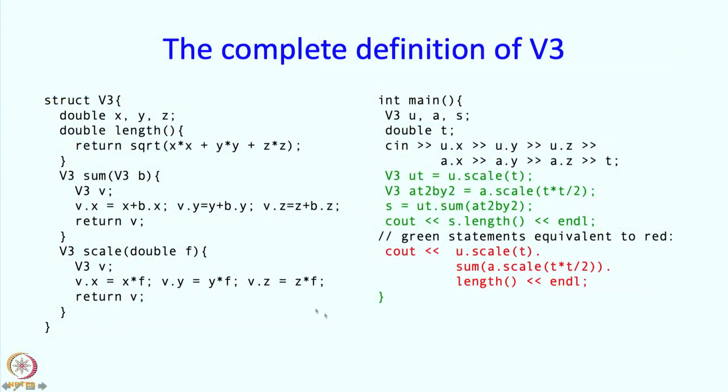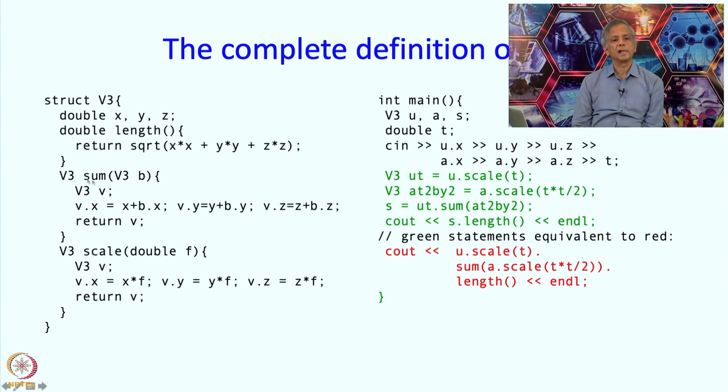So, we can write the other functions as member functions, and here is the complete definition. This is our struct v3, the members, then this is the first member function that we just saw. This is the sum operation written as a member function. So, sum of v3, well, v3 and what? We need two arguments to make the sum.